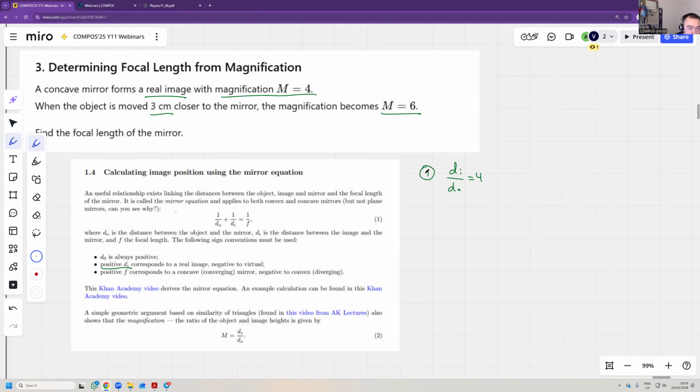When it's moved closer, that means the object becomes 3 centimeters closer. So the second DI dash divided by DO minus 3. So it becomes 3 centimeters closer, and that becomes 6. That's the new magnification. So we can write the DI. Is that enough information?